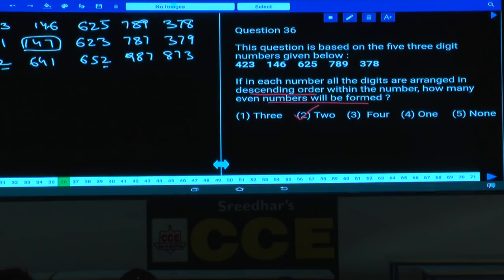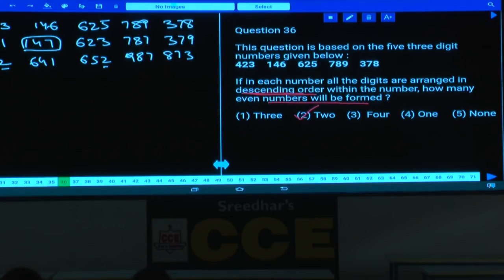Now, sir, how many even numbers can be found means, how do we know whether a number is an odd number or an even number? Based on the last digit. If the last digit is 0, 2, 4, 6, 8, then it is an even number, or else it will be an odd number. Now, sir, what is the condition here? All the digits are arranged in descending order. As the digits are arranged in descending order, which digit will be at the last place? The least digit in the given number will be at the last place.